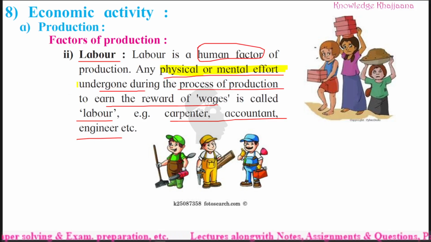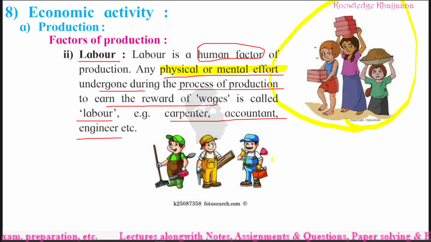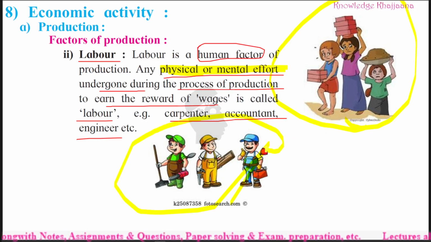Whatever physical or mental efforts they have undergone, they means who? These people, these human beings. These are the mental and physical efforts or activity all the people undergo during the process of production. See, why are they working? Because they want to build a building. These are the laborers who want to build the building. These are the carpenters, plumbers, electricians, because they want to give some services. They want to bring the electricity, they want to bring the water. So these are the different services offered by them.